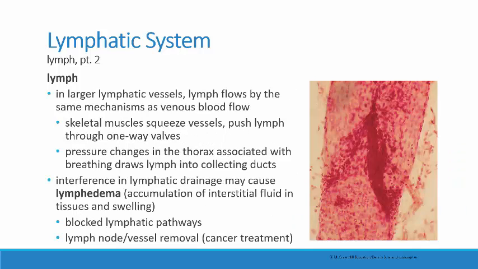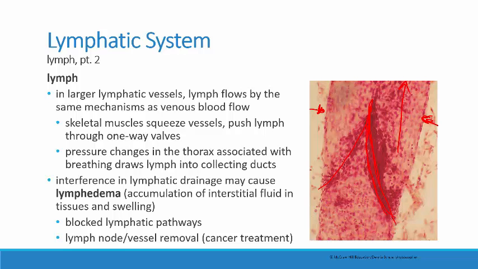And so as lymph is flowing through the larger vessels, it flows by the exact same mechanisms that force venous blood to flow. So we have skeletal muscle that squeezes on the walls of the lymphatic vessels. So here's a lymphatic vessel, squeezes on the walls, that pushes lymph along. You can kind of make out the outline here of the one-way valves that are found in the lymphatic system.